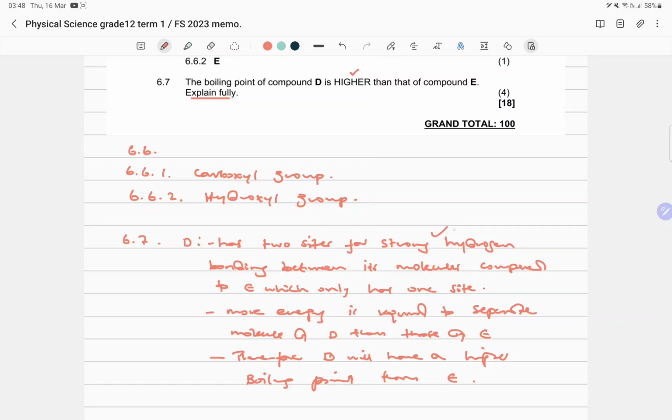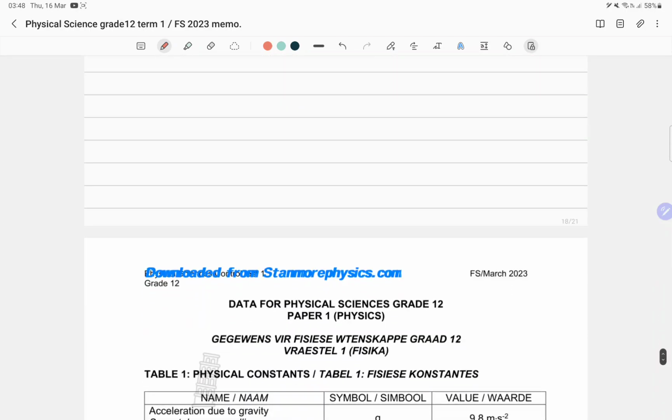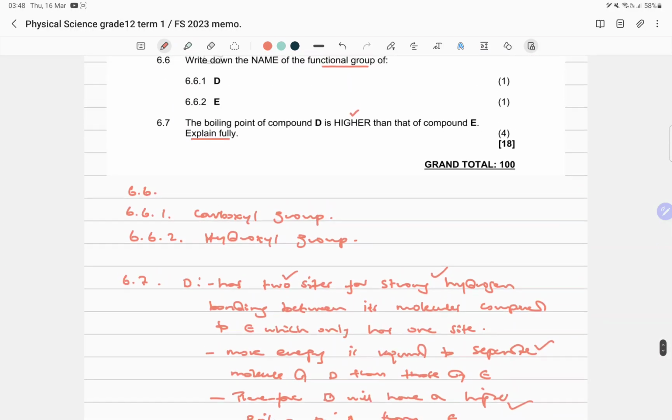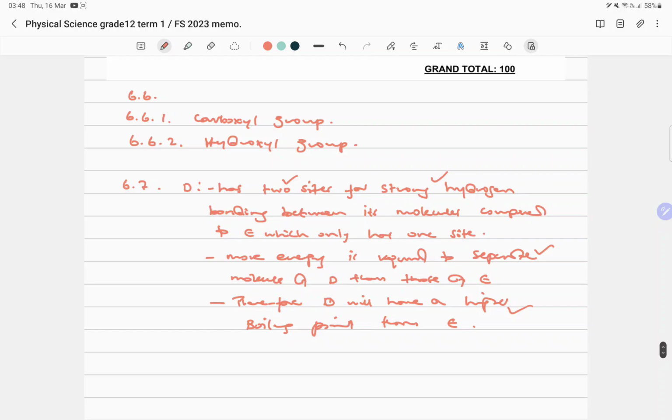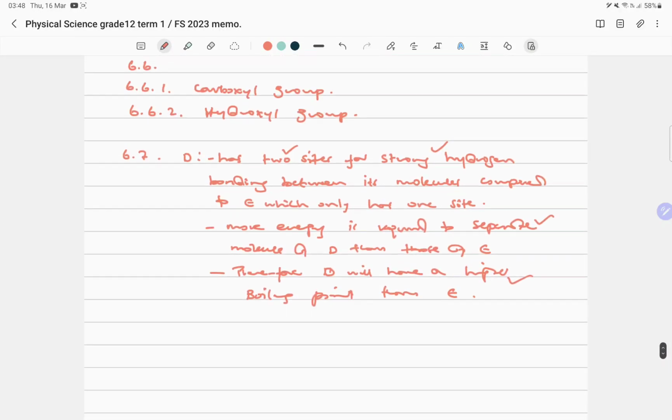So what is important is to mention the type of bonds and the fact that we've got 2 sites there. I think it's important. And then the energy requirement and the correlation with the boiling point. So that is it. Done. Sorry. So you can use compound E in comparison to D. So I'm tired now. So that is it, guys. That's the end.